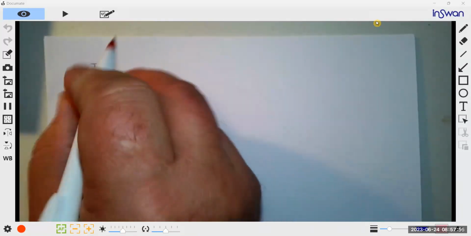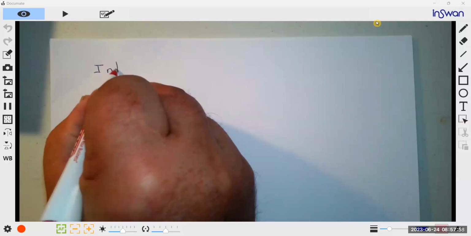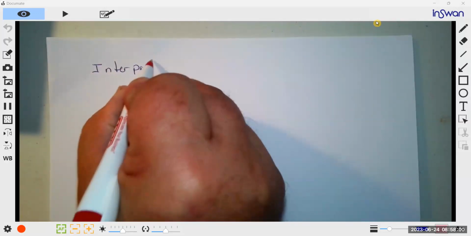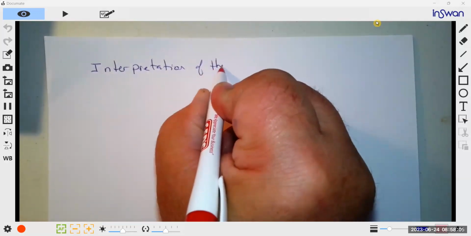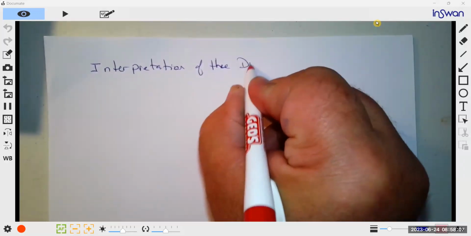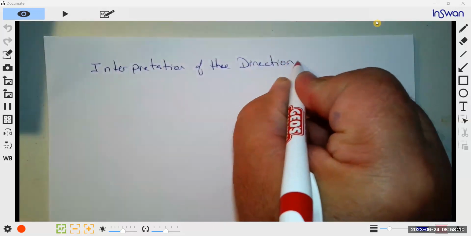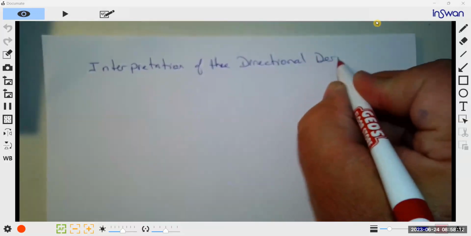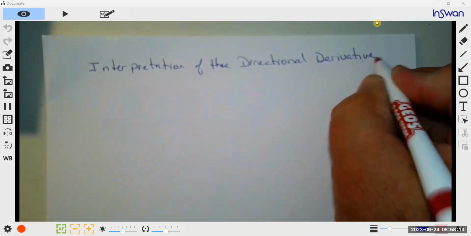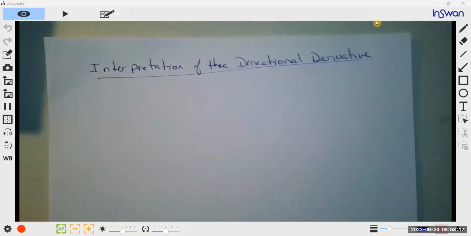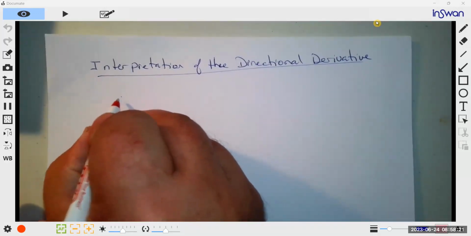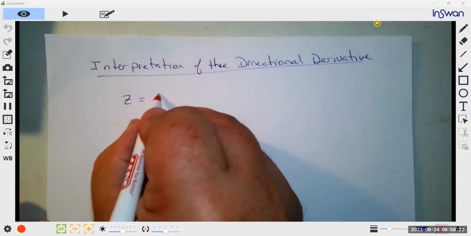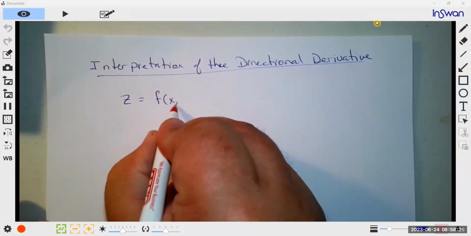Right? Let's look at the interpretation of the directional derivative. Let z equal the function f of x, y.